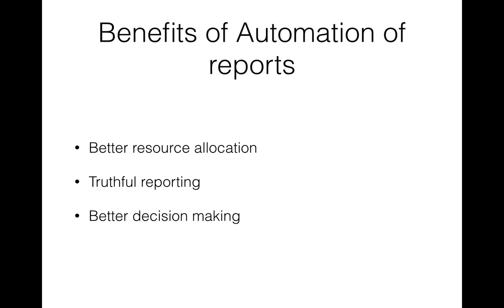I've also talked about why we need automation of reports. I'll briefly again go through it. Number one is better resource allocation. Number two is truthful reporting. I won't be surprised if most of you would agree with me that most of the reports are not true. What we report in them is not true. The only thing true is it's not true.